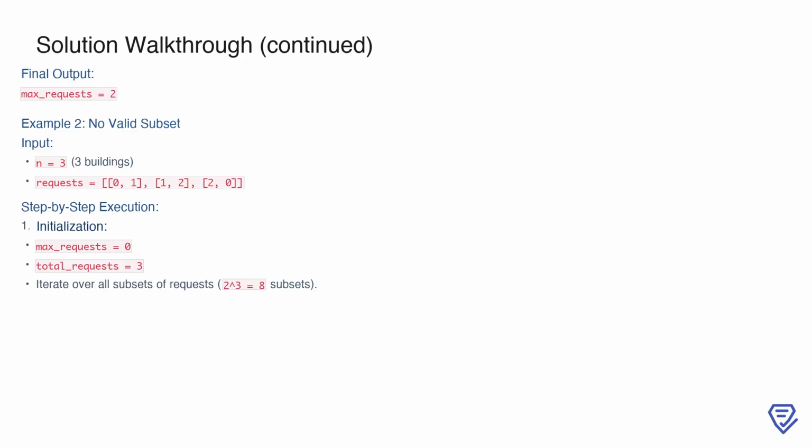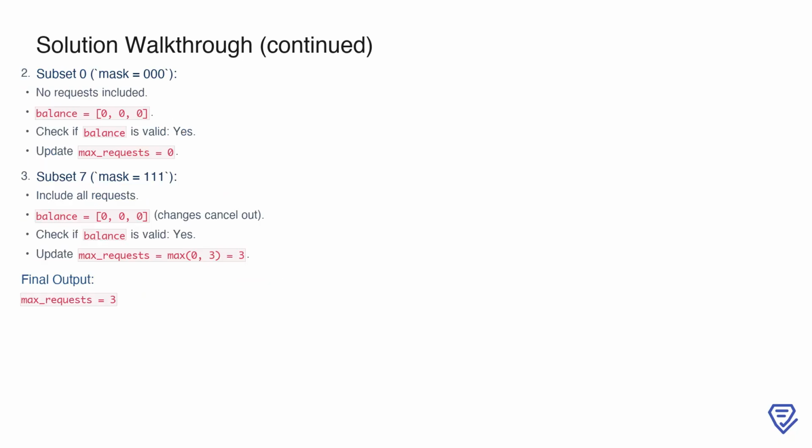This means we will evaluate all 2 cubed, or 8, subsets of these requests. By exhaustively checking each subset, we aim to find the maximum number of valid requests that can be achieved while maintaining a 0 balance for all buildings. For subset 0, where no requests are included, the balance array remains 0, 0, 0, indicating no net changes across the 3 buildings. Since all values in the balance array are 0, this subset is valid, but it includes no requests, so max_requests remains at 0.